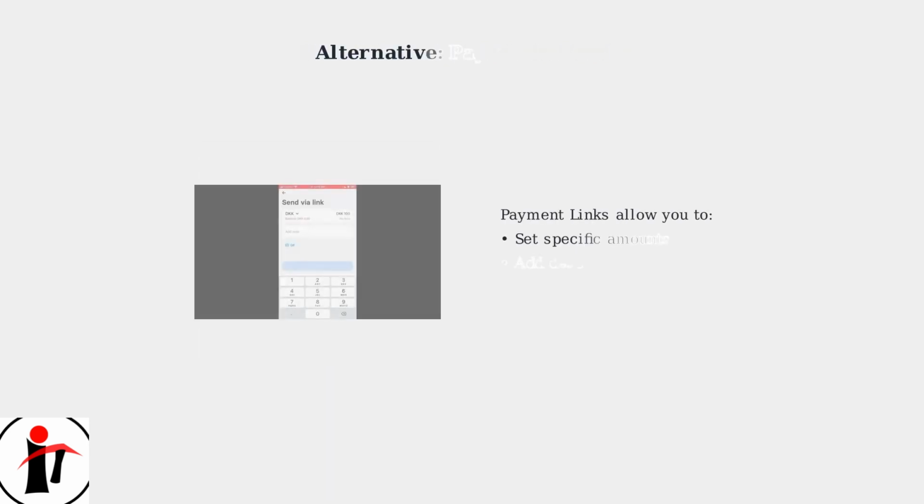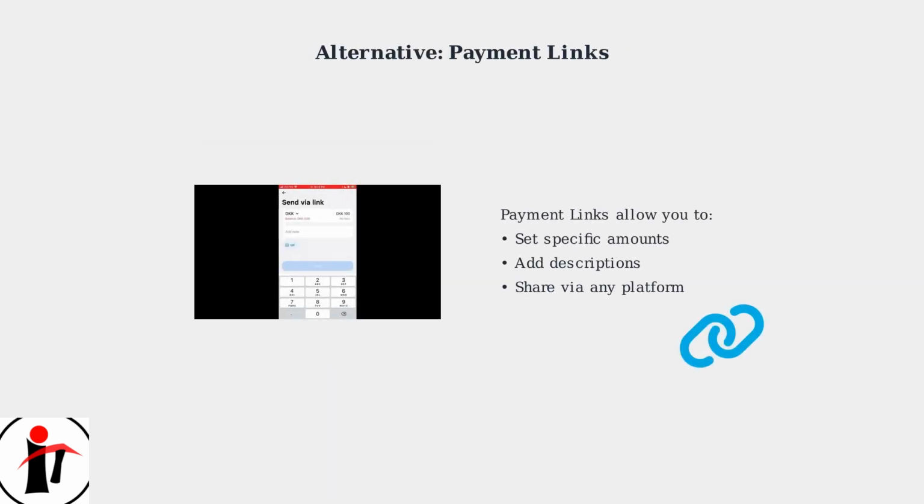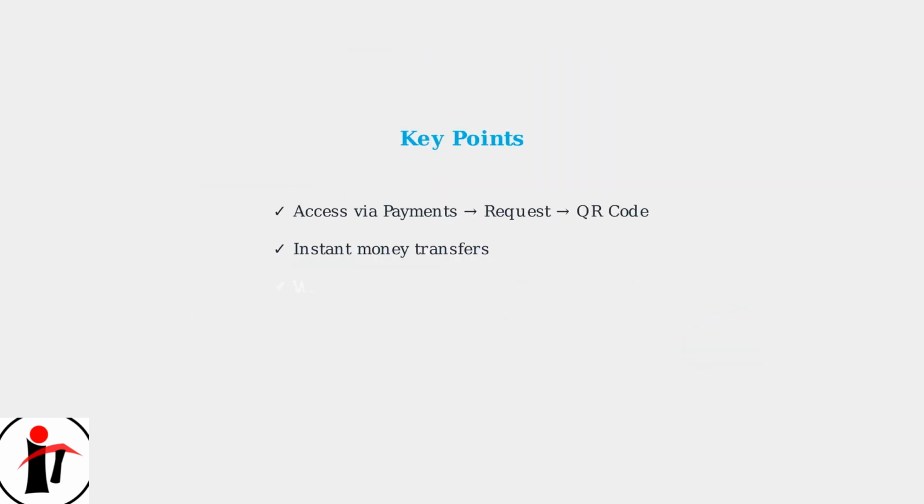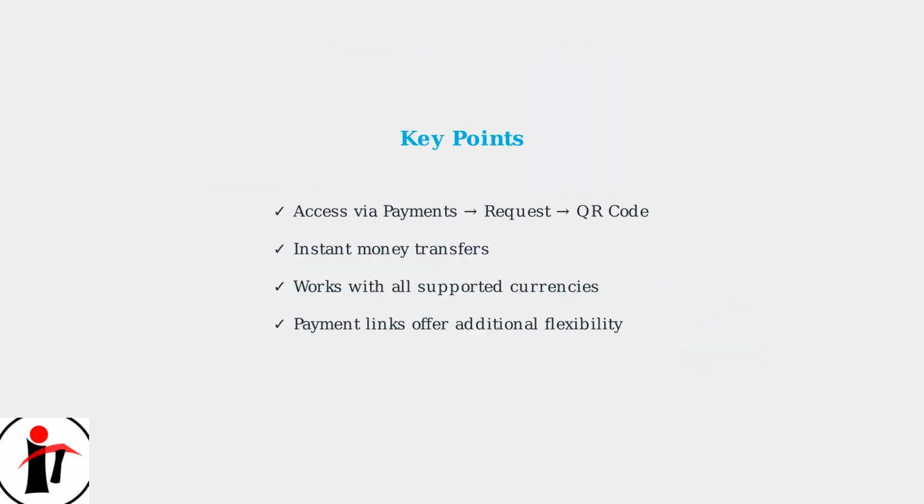Alternatively, you can create payment links. Navigate to Request Money and select Payment Link to generate a shareable link with an embedded QR code. Both methods provide secure, instant ways to receive payments. Your QR code and payment links work across all supported currencies in your Revolut account.